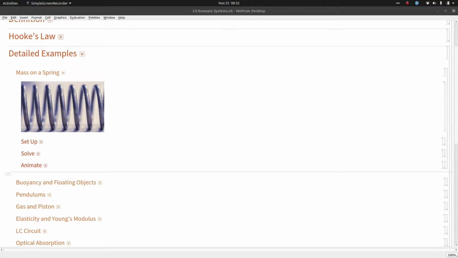We're going to start off nice and easy using an example we've seen before, a mass on a spring. This time we're going to do it a little bit differently. We're going to try to make the graphics a little bit nicer, since it's just a little bit more fun.